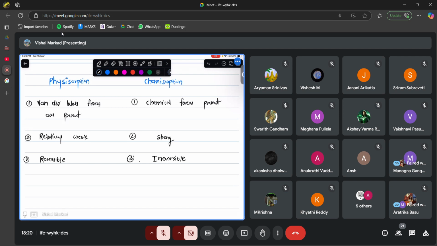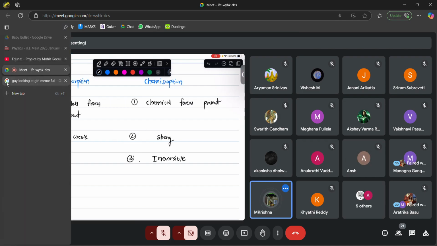We can have those forces. No, like forces will be there, but they will be weak. But still forces will be there, right? Okay, sir.